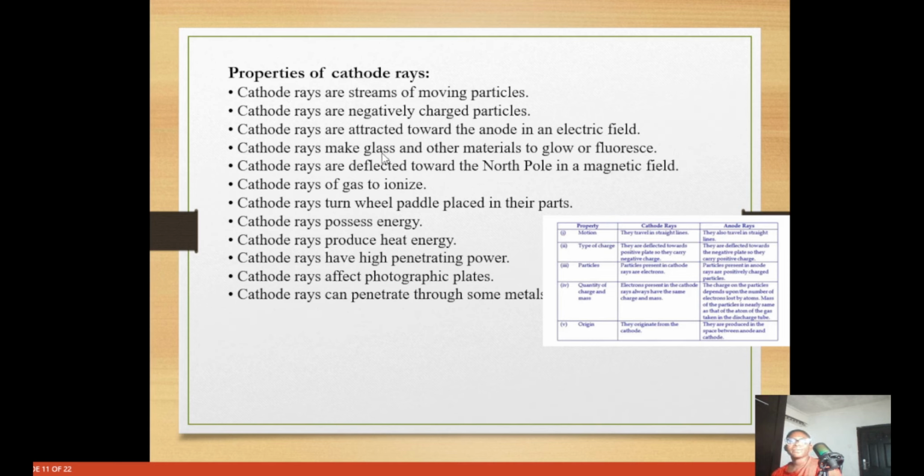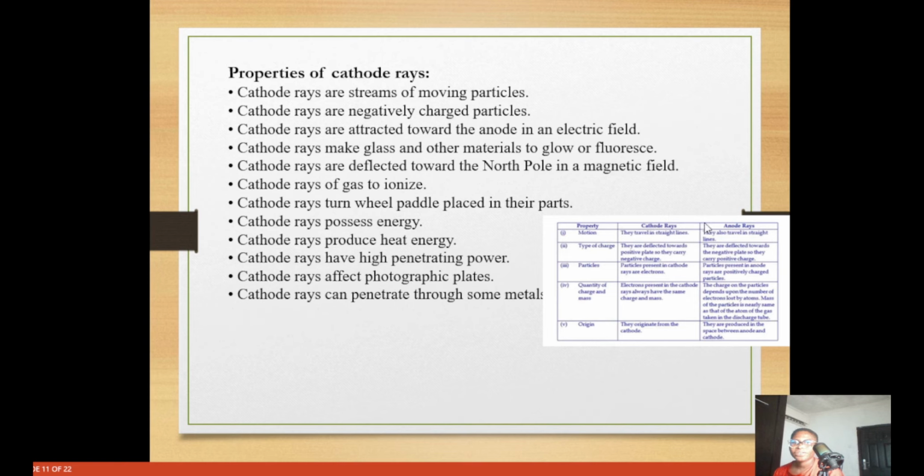Cathode rays make glass and other materials glow. Cathode rays are deflected towards the North Pole in a magnetic field. Cathode rays ionize gas. Cathode rays turn a wheel paddle placed in their path. Cathode rays possess energy. They produce heat energy, and so on and so forth. So these are the properties of cathode rays.